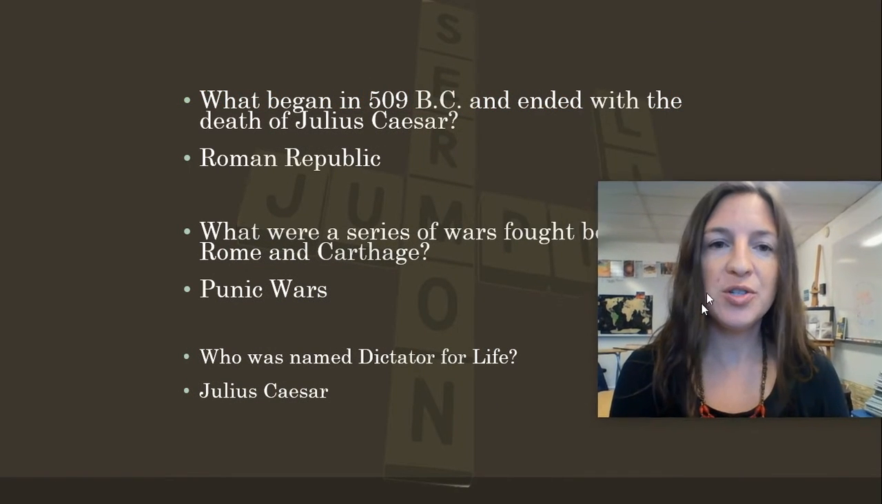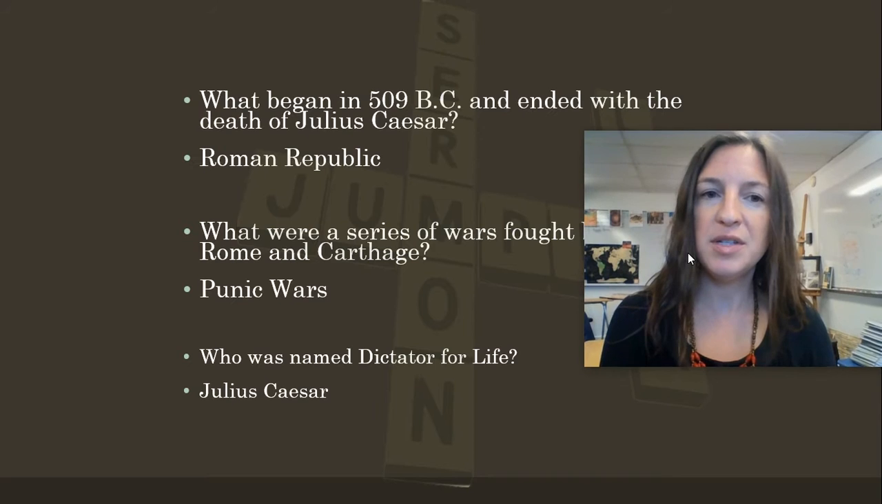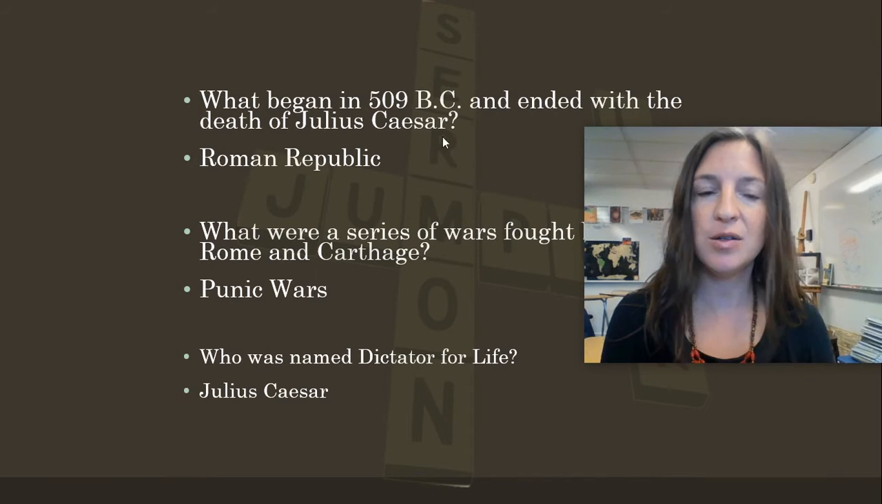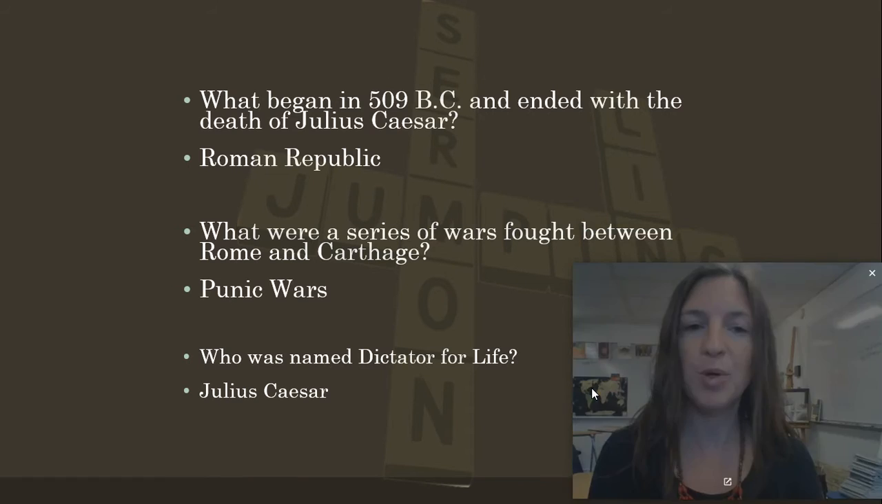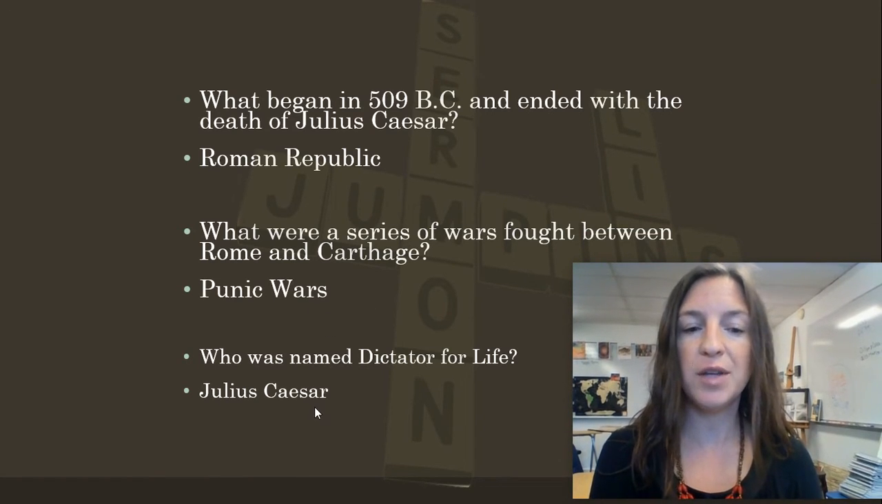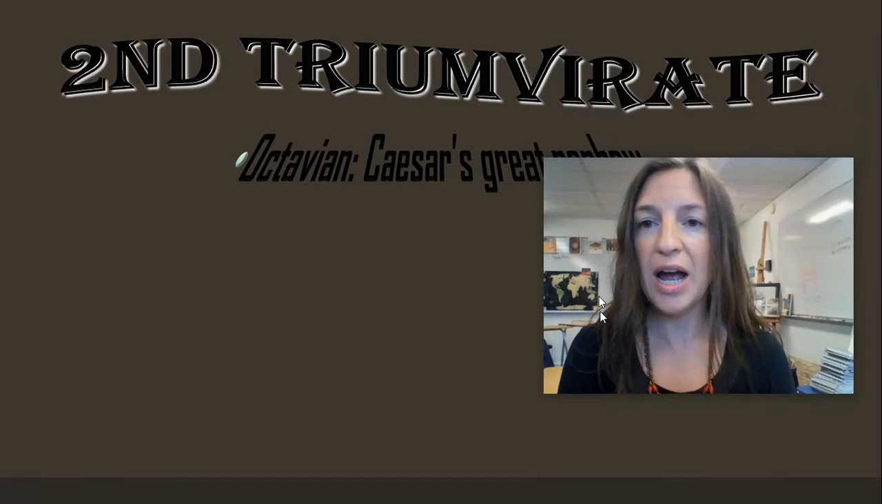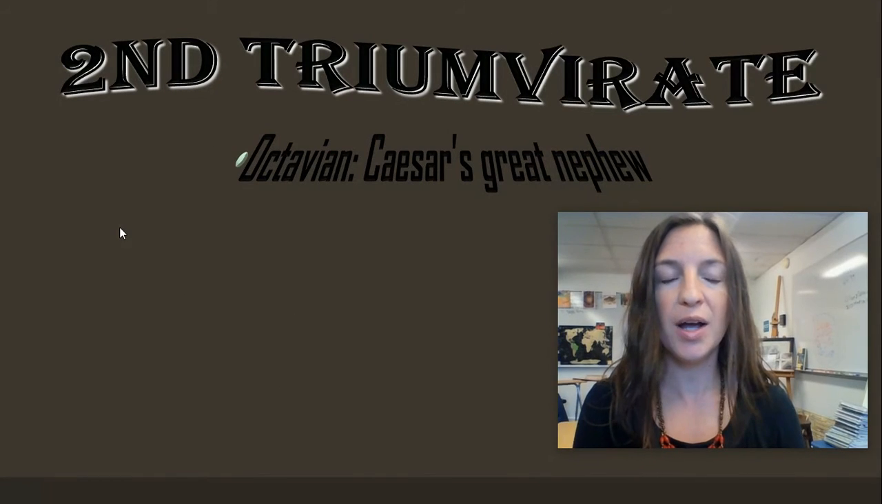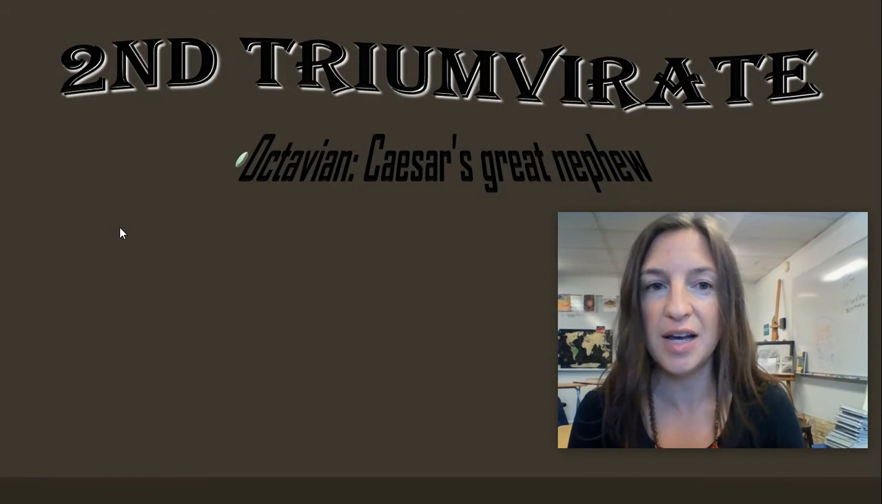So a few review questions are on here. What began in 509 BC and ended with the death of Julius Caesar? The answer to that is the Roman Republic. What were a series of wars fought between Rome and Carthage? Answer: Punic Wars. And who was named dictator for life? That is Julius Caesar.